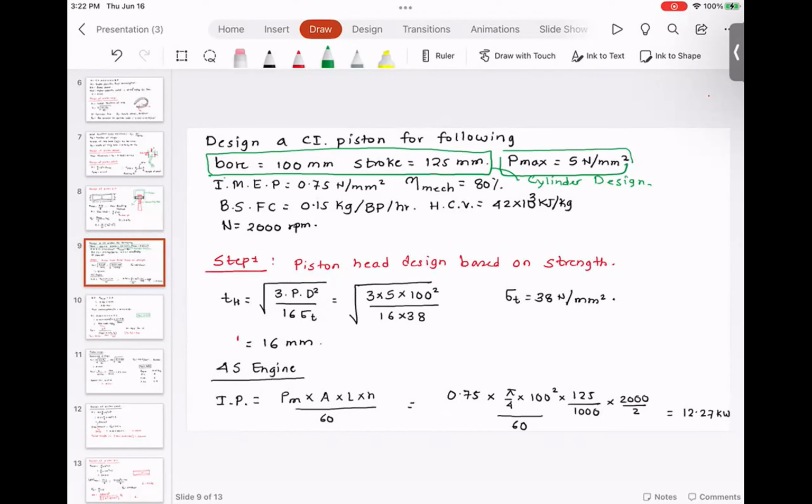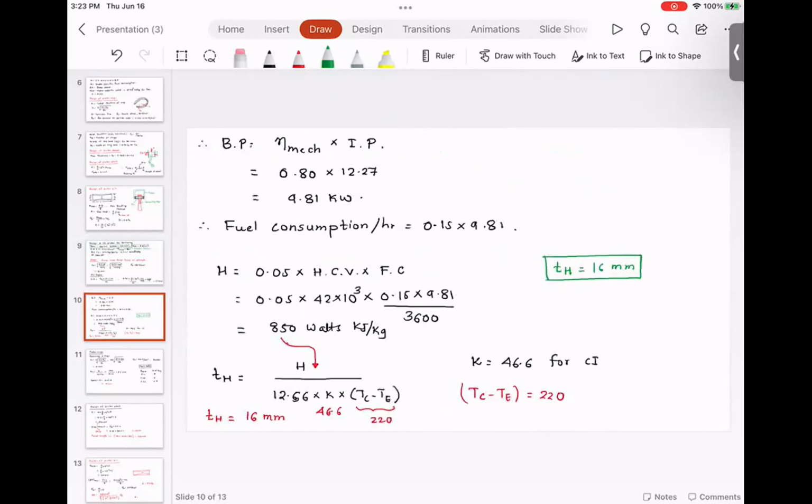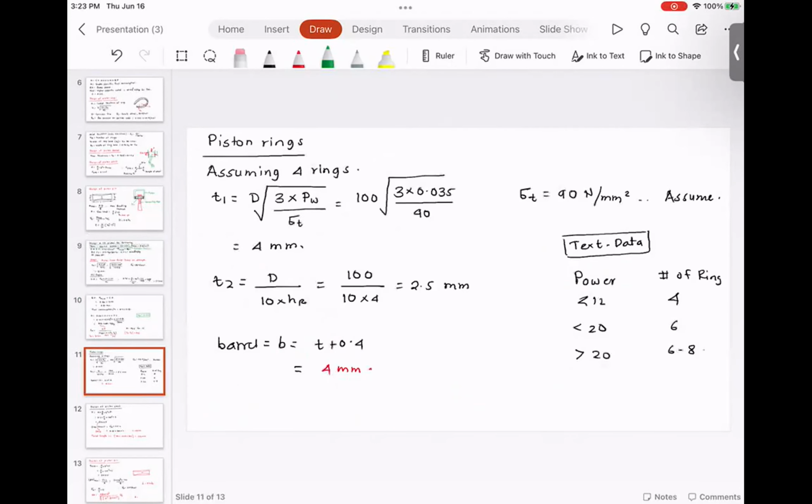So think about it like you are given design specs, you design the cylinder, got the bore and stroke of the cylinder, and you are using that to design the piston. First, step 1, you have to find out the piston head thickness based on the strength using the equations. Second, finding out the piston head thickness using the thermal criteria. Then next you have to decide the piston rings.